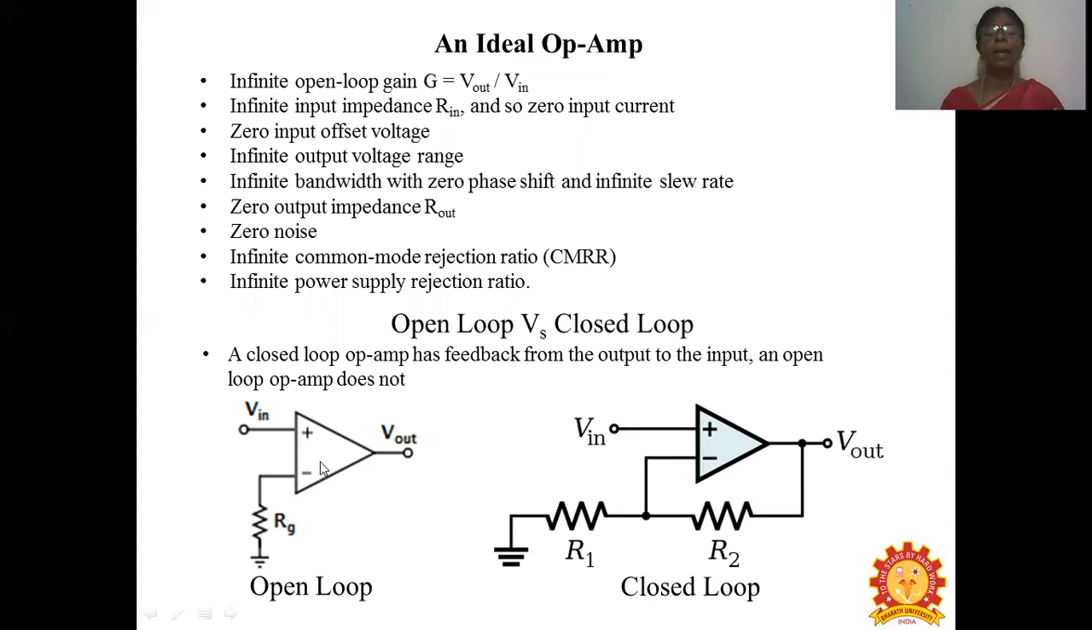Here I represented two circuits. The first one is the open loop configuration of the operational amplifier circuit. The second one is the closed loop configuration. In case of the closed loop operational amplifier circuit, there is some feedback from the output to the input of the circuit, whereas open loop does not have that feedback.